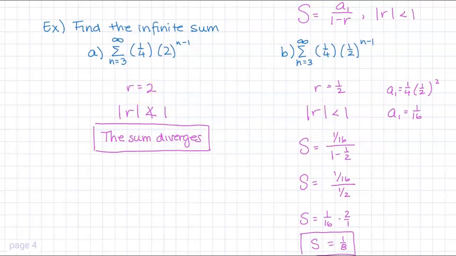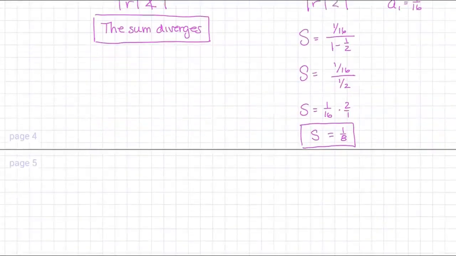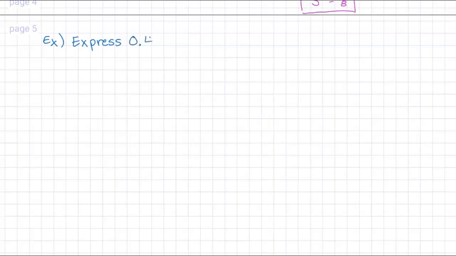All right. The example is going to seem like it has nothing to do with what we've been talking about. So why the heck am I doing it here? This is the last one, and there's no part A, part B. It's just this. Express 0.416 repeated as a rational number.